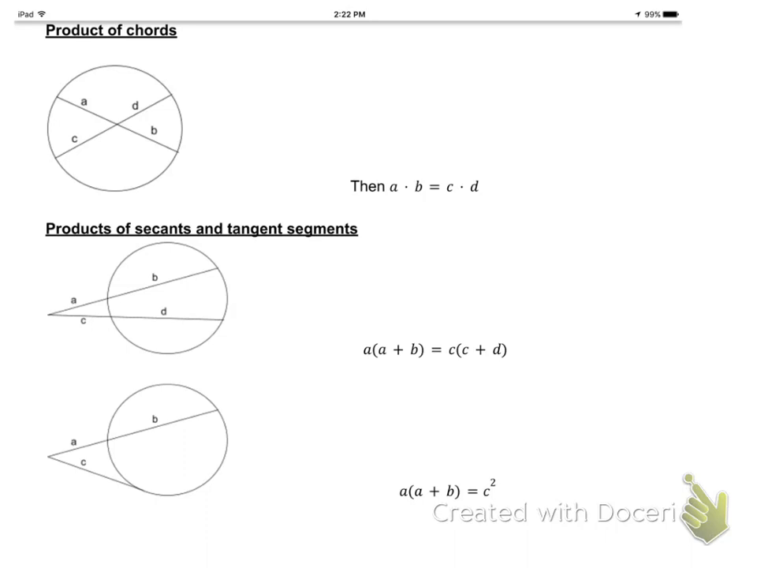Right? A plus B is the whole thing. A is on the outside. So you end up with that formula. It works. Okay?